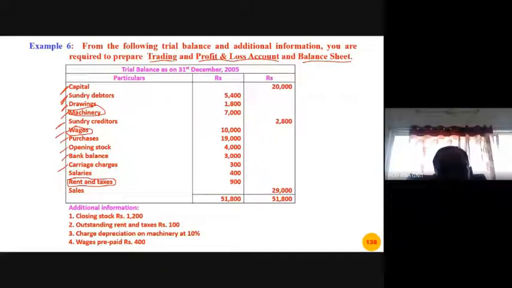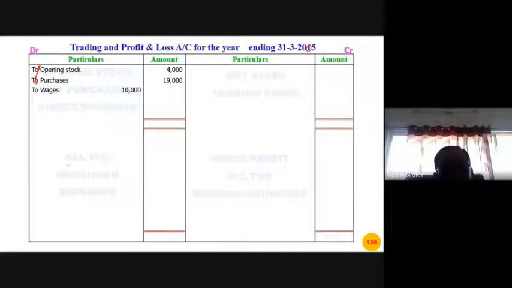But if simply carriage charges, carriage expenses or carriage outward are given, they are regarded as indirect expenses, or other expenses other than direct expenses. So carriage charges is shown on the debit side of profit and loss account. 300. Debit side of profit and loss account.